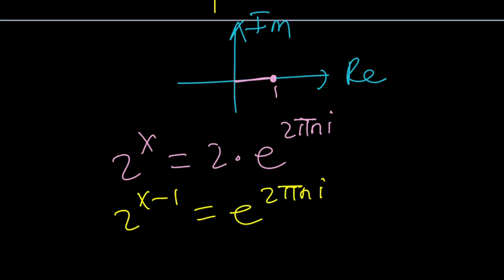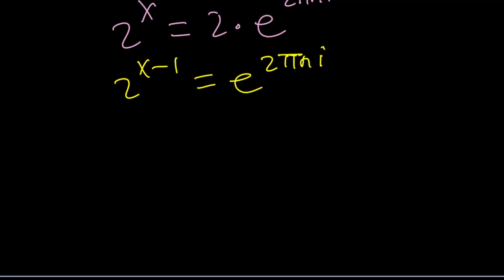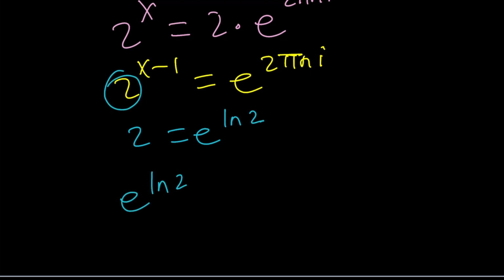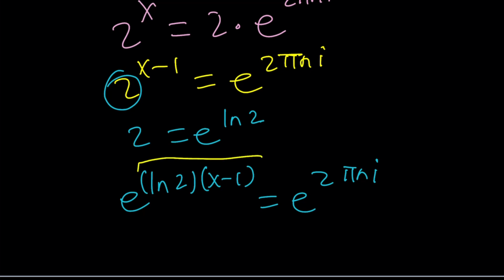Now, I'd like to natural log both sides, but wait a minute. I don't have an e on the left. I want to change the base. To change the base, are we going to use the change of base formula? Well, kind of. We're going to use the identity 2 equals e to the power ln 2. Replace the 2 with that. You're going to get e to the power ln 2 multiplied by x minus 1 equals e to the power 2 pi n i. Wait a minute. We don't even need to ln both sides because it's kind of obvious, isn't it? The exponents are equal. Great.